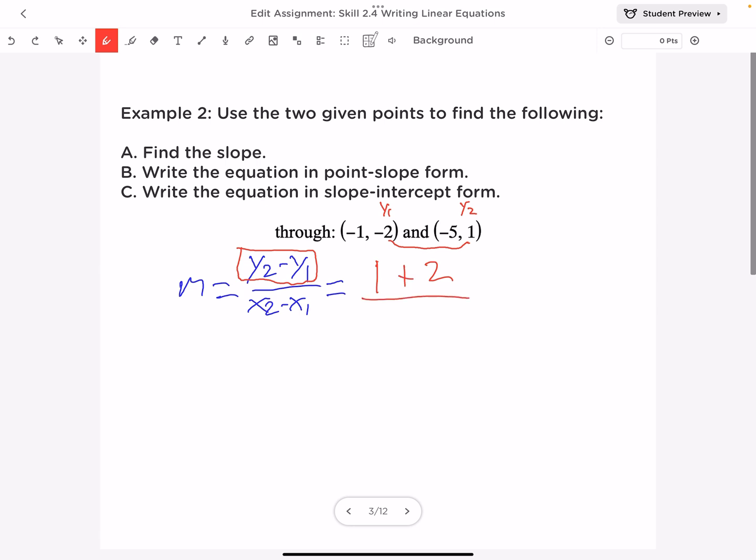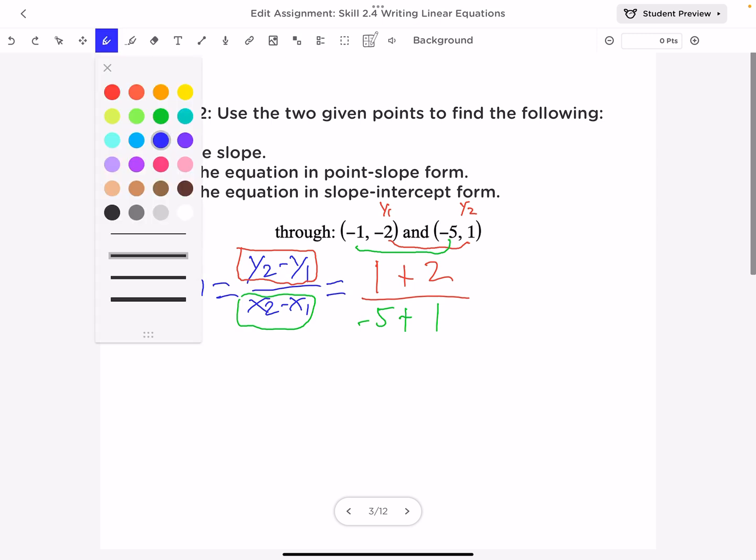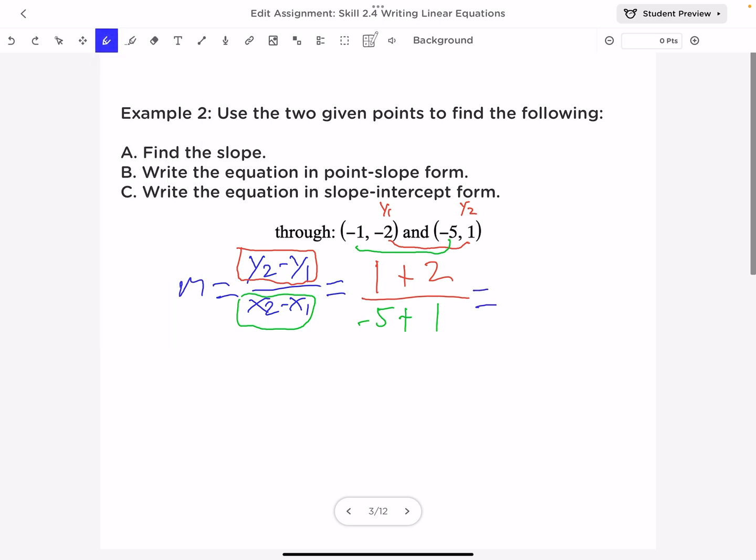over. And then we'll do this bottom part in green. Negative 5 minus negative 1, which is the same as saying negative 5 plus 1. And when we do this, we get 3 over negative 6, which is just negative 1/2. And so this is my slope, negative 1/2, so that would be my part A.